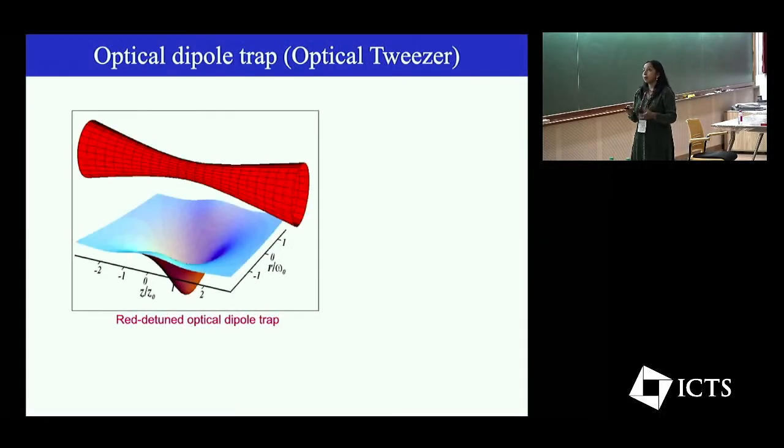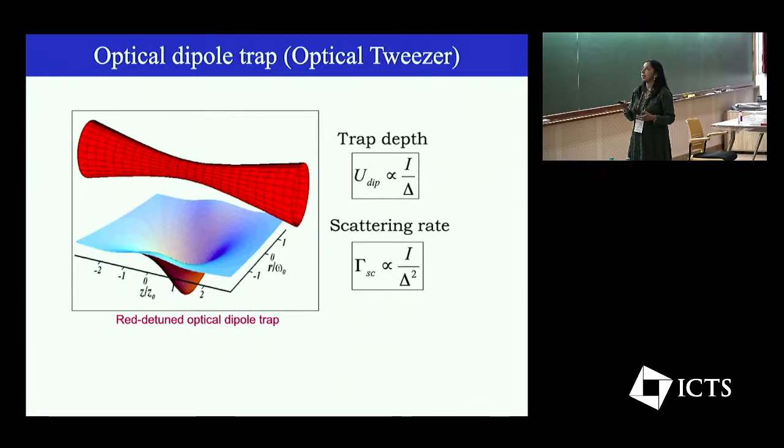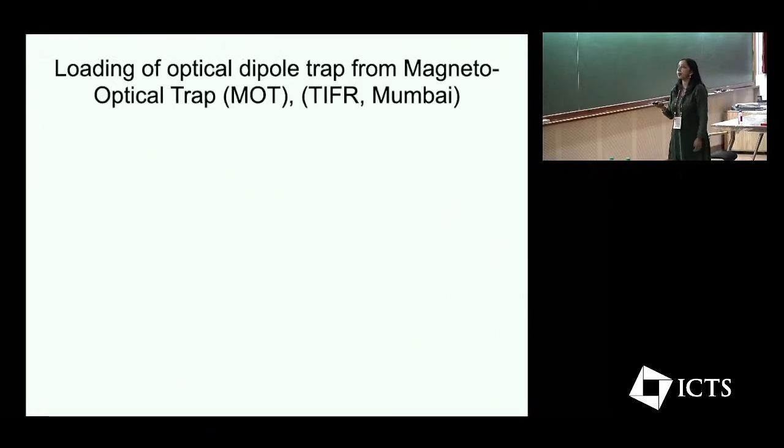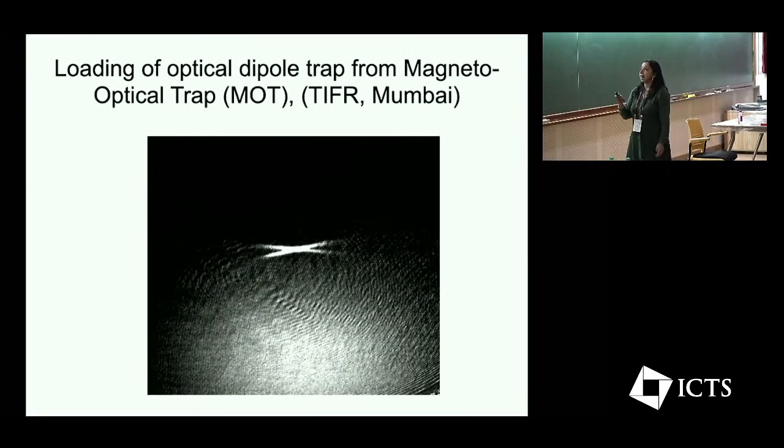Now, in an optical dipole trap, we have a laser beam which is far away from resonance, and we focus the laser beam and it creates an optical potential where we can trap the atoms. Here the intensity should be very high for the laser beam, and it should be as far away from resonance as possible. Here you can see atoms trapped in an optical dipole trap, and atoms which are not trapped in the dipole trap are falling away. These are atoms trapped in a crossed optical dipole trap.